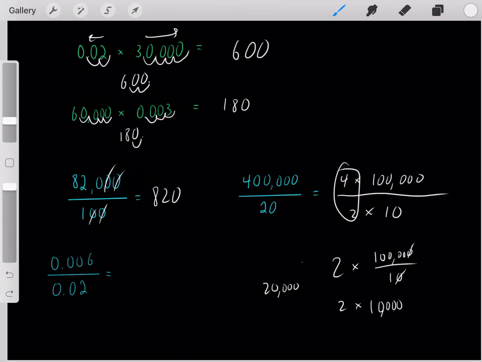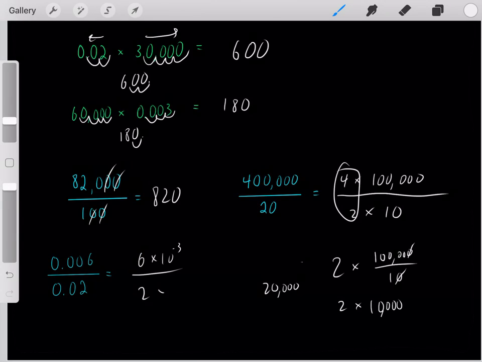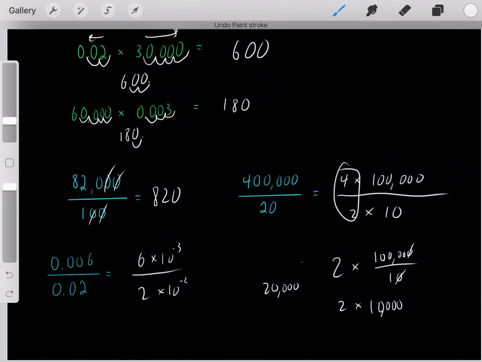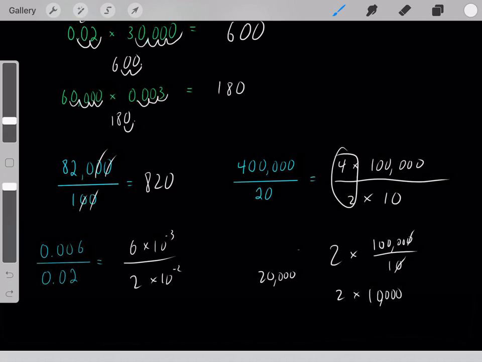Well, in certain contexts, I like to switch it to scientific notation. So we know this is equal to 6 times 10 to the negative 3 divided by 2 times 10 to the negative 2. We know these are the same thing. Now, again, we know 6 divided by 2 is simply 3, so that takes care of this part. And now this part, we know how we solve this. We take the top and subtract it by the bottom.